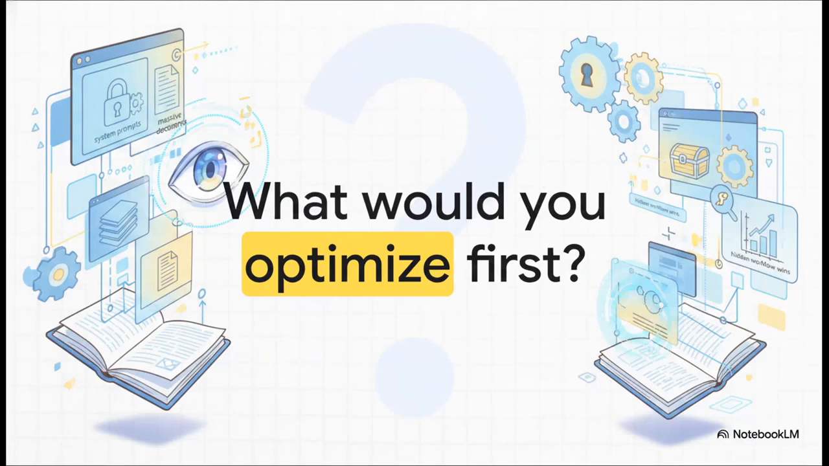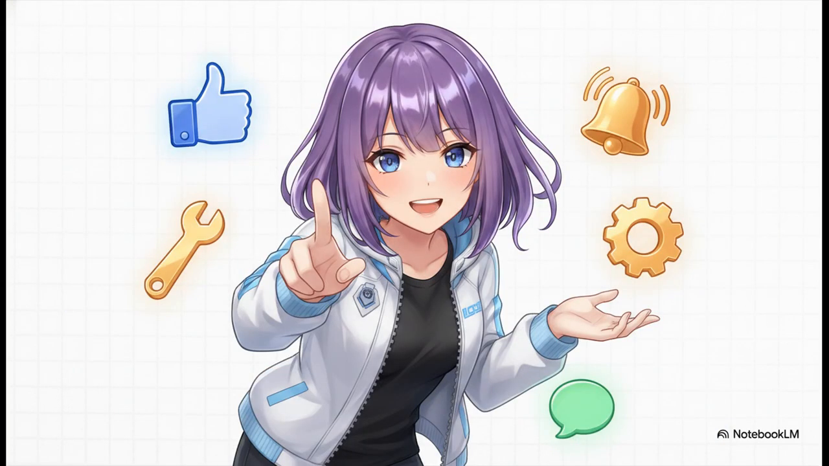So I want to leave you with a provocative thought to chew on today. If you could see exactly where your AI's attention goes right now, what would you optimize first? Would it be your complex system prompts, the hidden behavior rules you set up months ago, the massive PDF documents you constantly upload? The answer to that question really reveals where your biggest hidden workflow wins are just waiting to be uncovered.